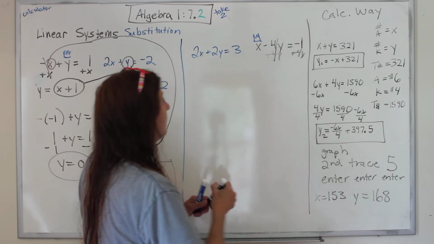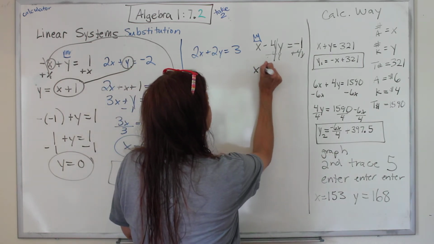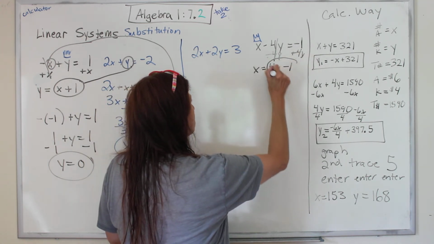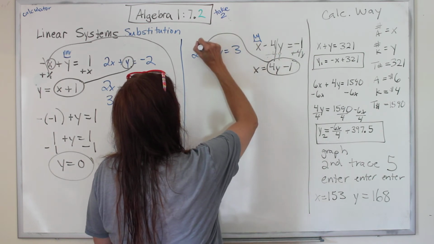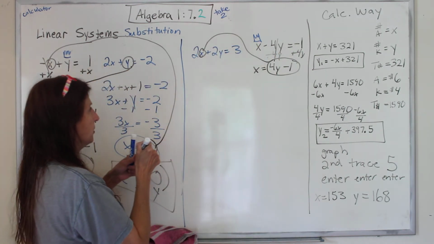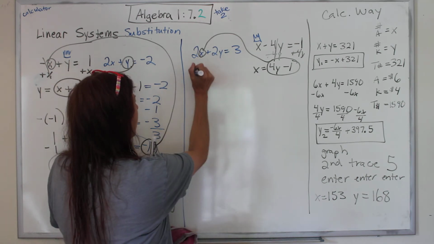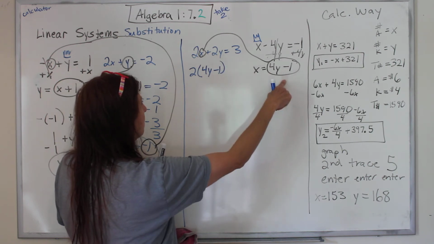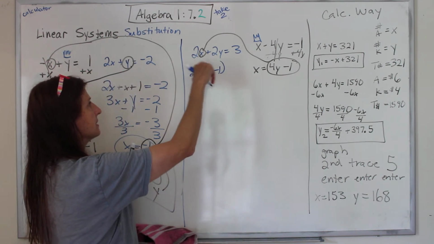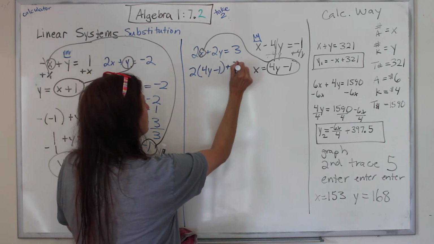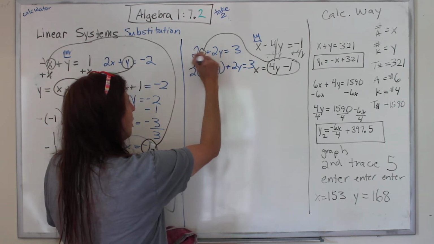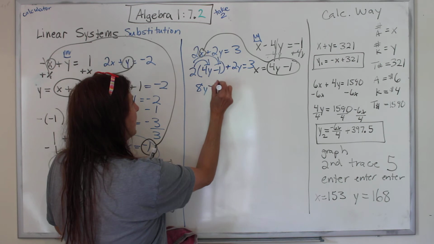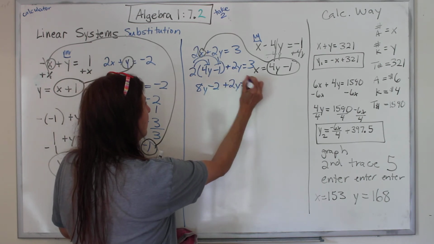So x equals 4y minus 1. I circle it and draw a line to that x and substitute it in. So I have 2 times 4y minus 1, that came from there, and I have to put it in parentheses because this 2 goes times all of it, plus 2y equals 3. I draw my distributive property arrows. 8y minus 2 plus 2y equals 3.